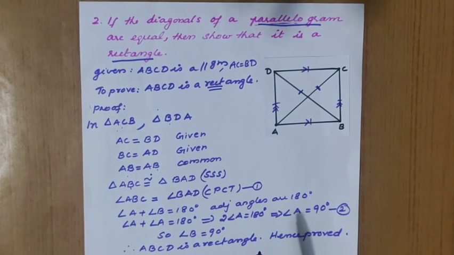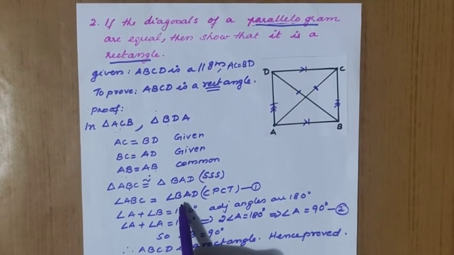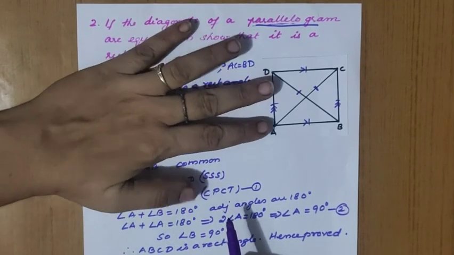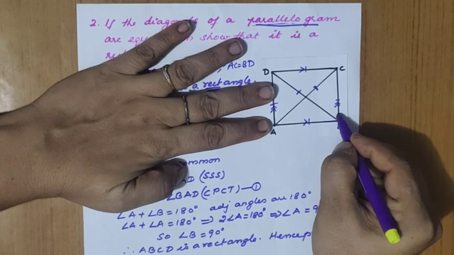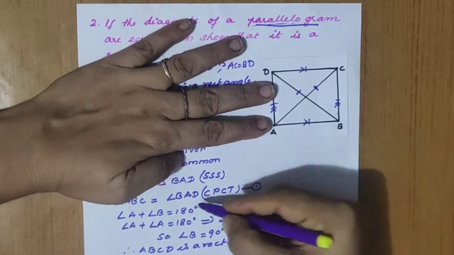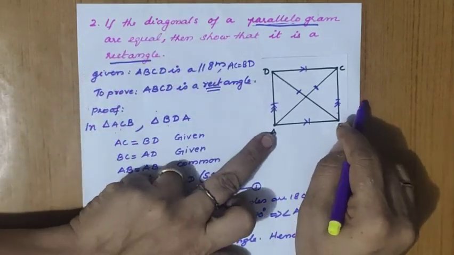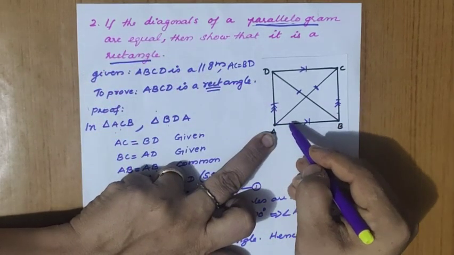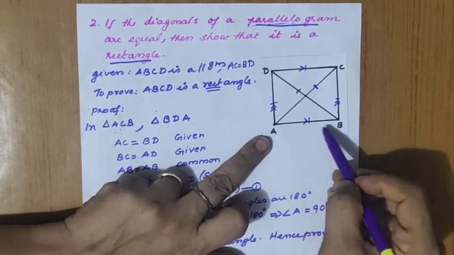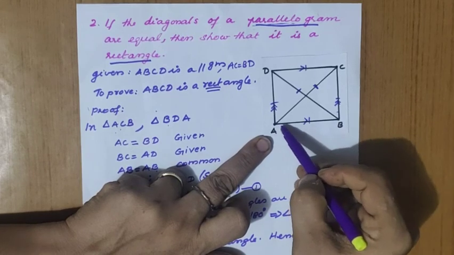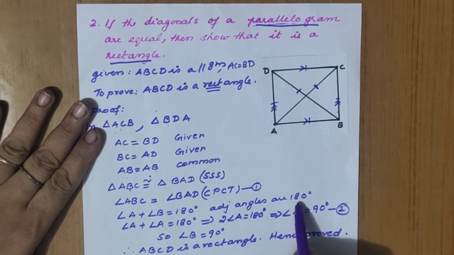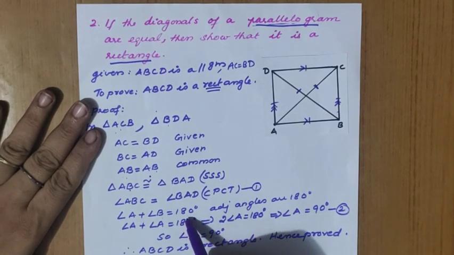Therefore, angle ABC equals angle BAD by CPCT. Now, if you check this figure, ABC means this complete angle ABC we are getting, right? Similarly, BAD means this complete angle BAD is coming, by CPCT. Since it is a parallelogram, if we consider A and B, the sum of A and B is 180 degrees by adjacent angles, right? So adjacent angles are 180 degrees, so A plus B equals 180.